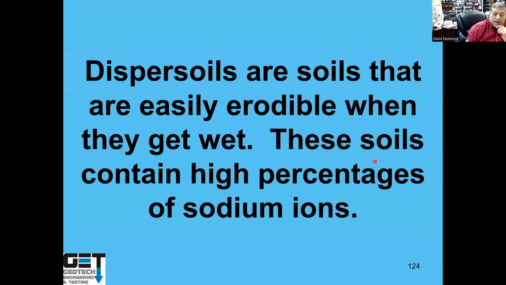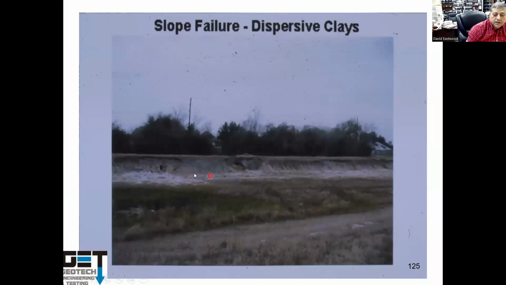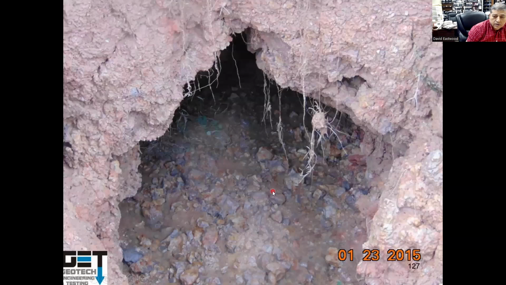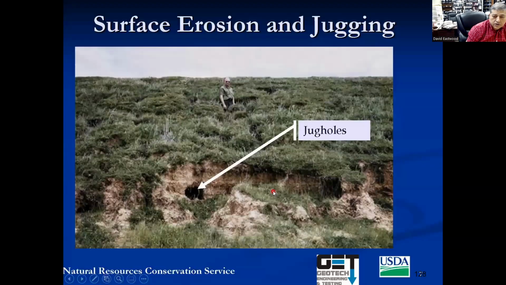We see a lot of channel failures because of dispersive soils, soils that are easily erodible when they get wet. These soils contain a high percentage of sodium ions. And you can see that dispersive soil in here. These little holes in here, the little tunnels. Water washes them out. The soils, they call it jug holes.